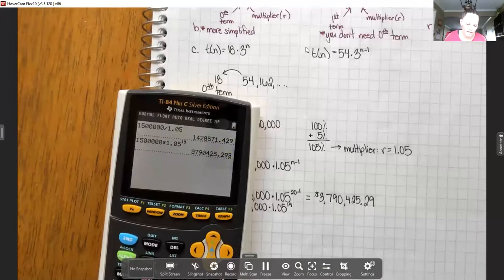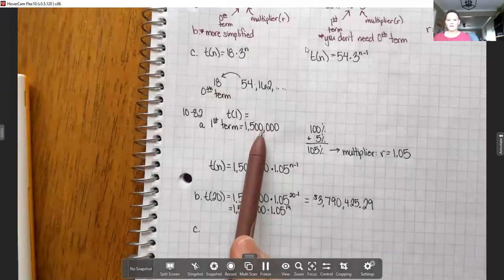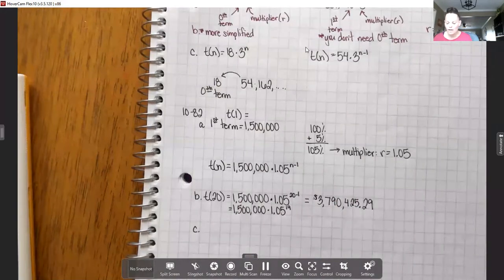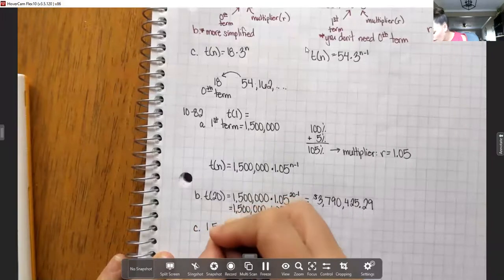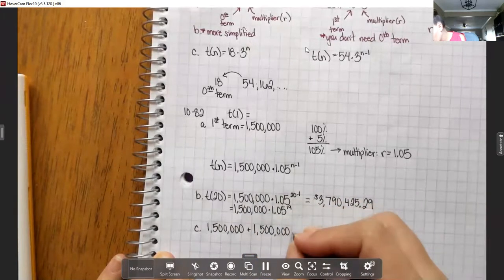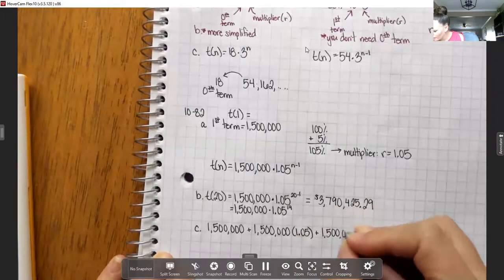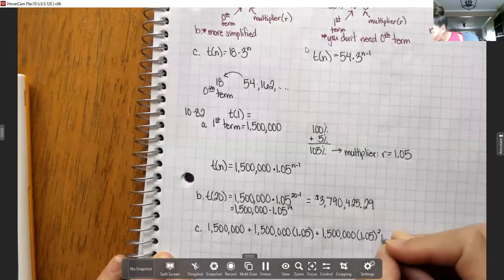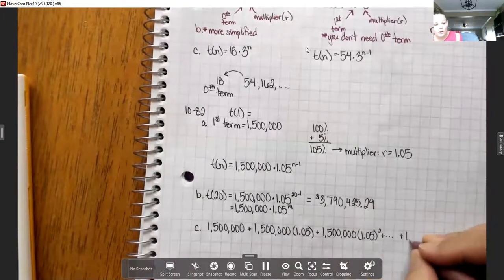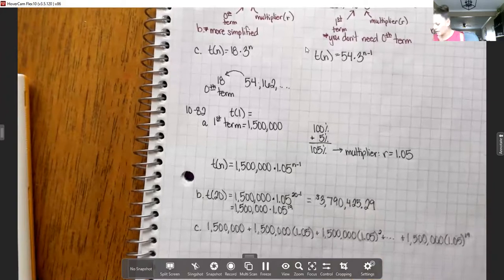And part C says when you add the terms of this sequence to determine the total over 20 years, you are getting the series. So what that looks like: he gets 1,500,000 in the first year, then in the second year he multiplies by 1.05, and then another 1.05. For the series, this ends up being 1,500,000 plus 1,500,000 times 1.05 plus 1,500,000 times 1.05 squared, plus all the way until he gets down to the last term, which is to the 19th power.